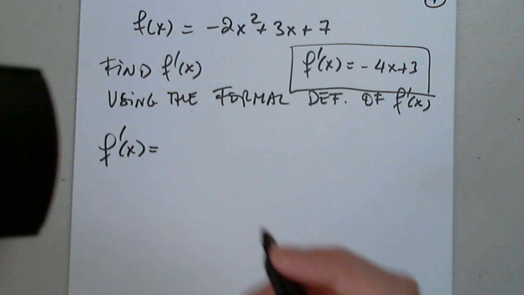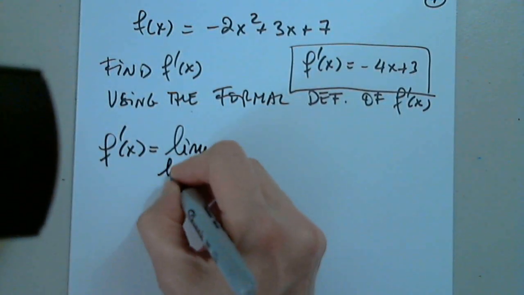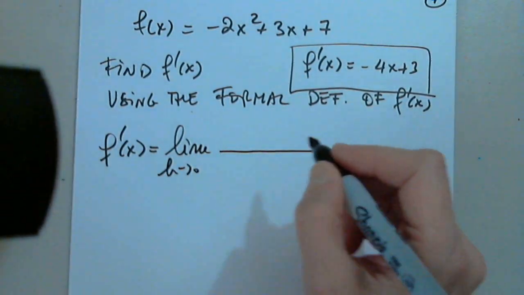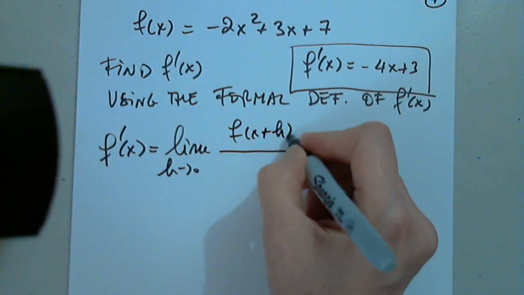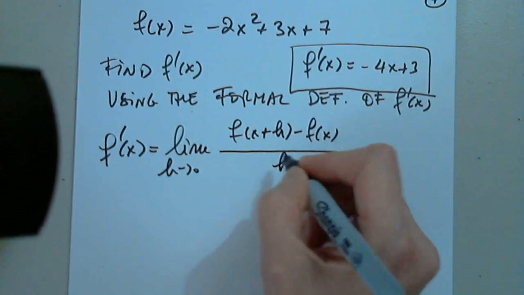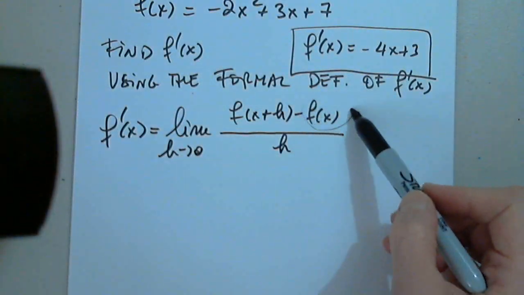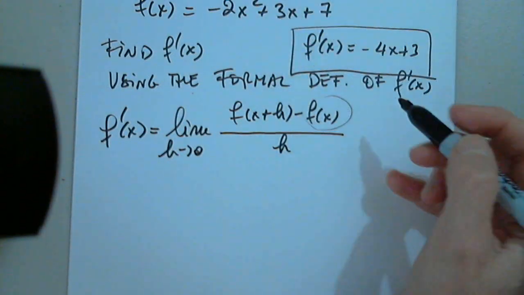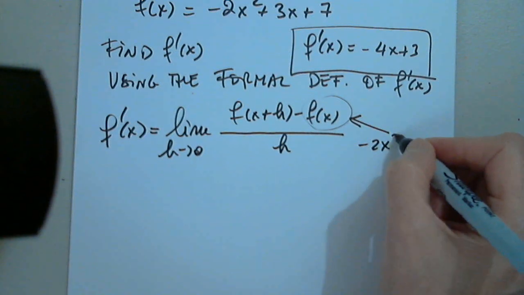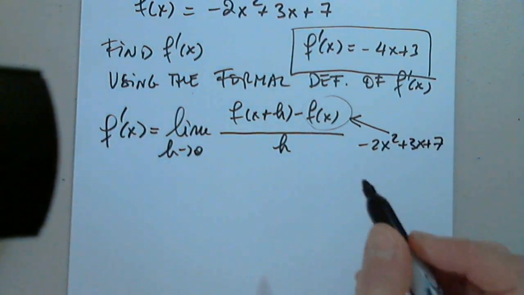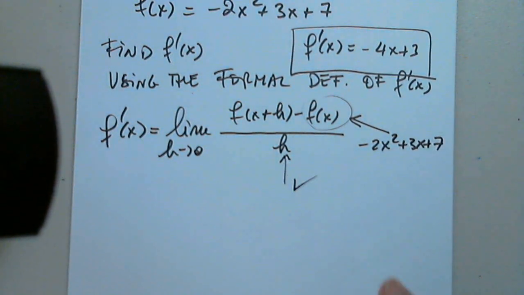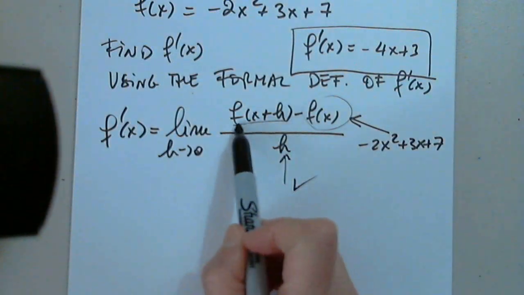The limit as h approaches 0. Very good. And then the difference quotient. Yes, correct, awesome. f of x plus h minus f of x, divided by h. Perfect. So this I have. This piece is negative 2x squared plus 3x plus 7. No one can do anything to little h, but this is the one I don't have.